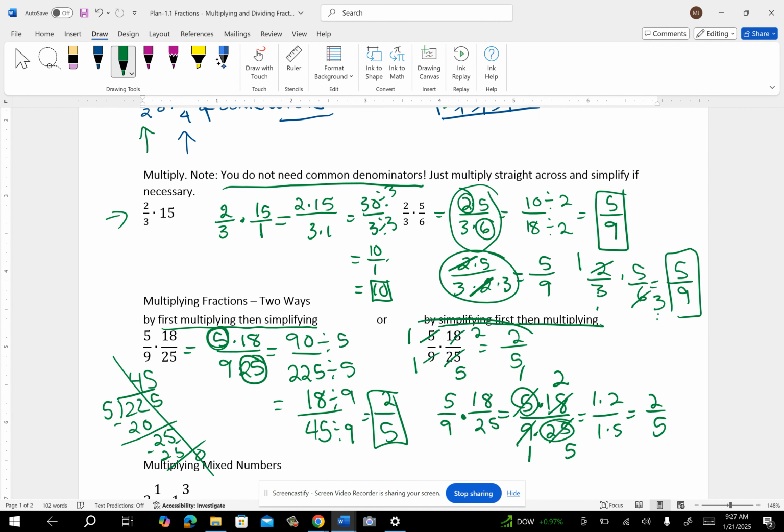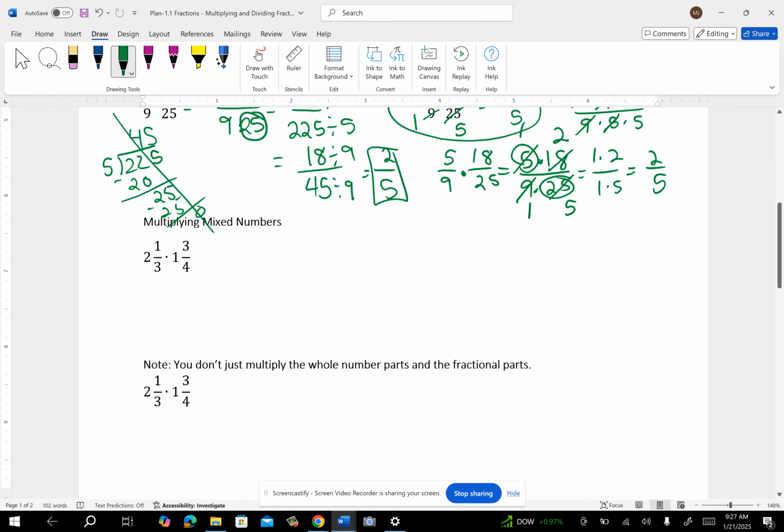So typically this is what you show, but it's because the 18 is really 9 times 2, and the 25 is really 5 times 5, so we can knock out a 5 and knock out a 9. That's the idea behind it. So I really want to encourage you to work on understanding this, simplifying first before you multiply, so you keep the numbers small. Since you don't have a calculator, it really helps.